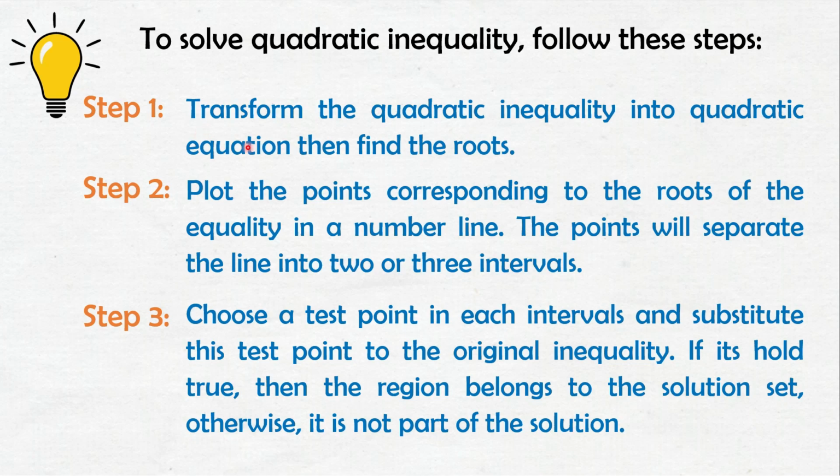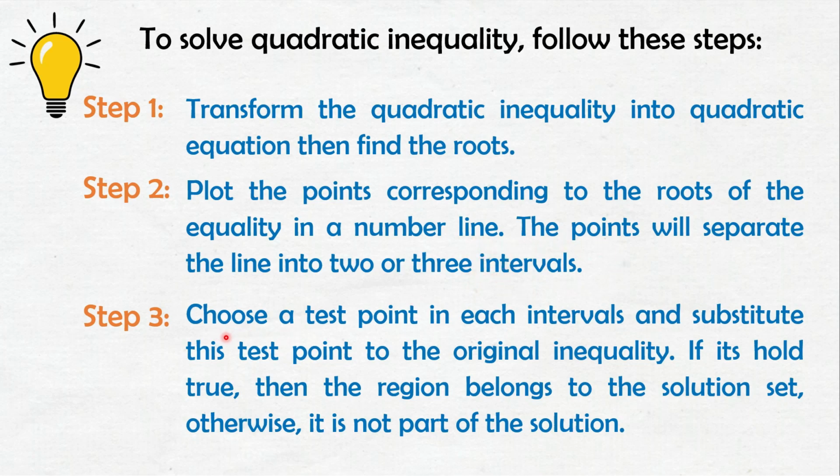Sa step 1, transform lang natin si quadratic inequality into quadratic equation. Simply remove lang natin or palitan lang natin yung inequality sign into equal sign. Sa step 2 naman, after natin mag-solve ng roots sa step 1, ipa-plot naman natin yung mga nakuha nating roots, or mga corresponding numbers dun sa roots na yon, sa number line. Yung mga points na yon ay isa-separate yung number line into 2 or 3 intervals. Yung mga intervals na yan, yun yung grupo ng mga numbers.